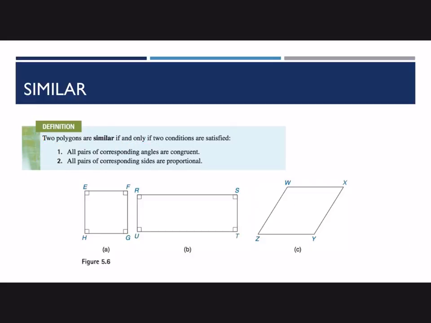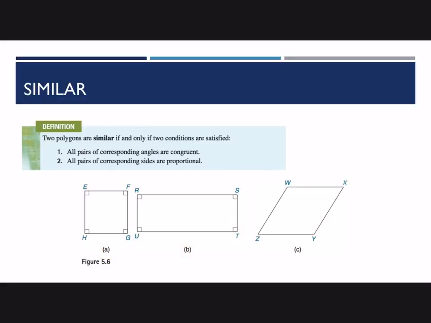Here's an example. This one from the book shows why both of these conditions have to be satisfied, why one of them is not enough. Right, so in figures A and B here, okay, we have a square and a rectangle, and it's true that all pairs of corresponding angles are congruent, they're all right angles, but those are not similar shapes because the sides are not proportional. Okay, so intuitively you can just see that they're not the same shape.